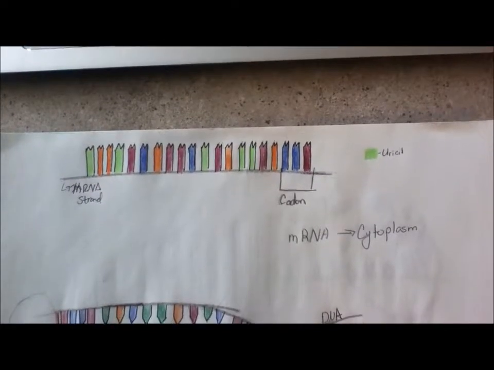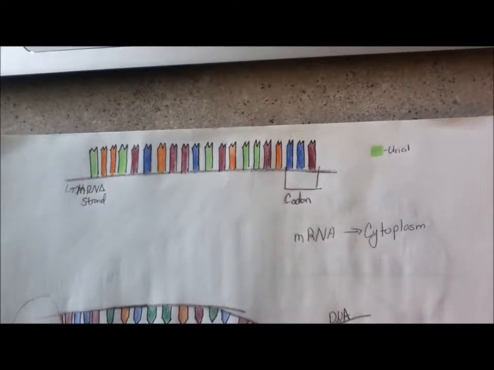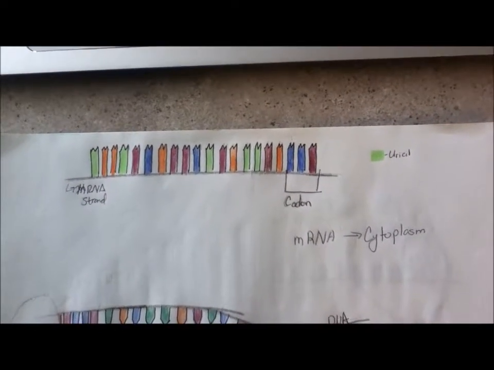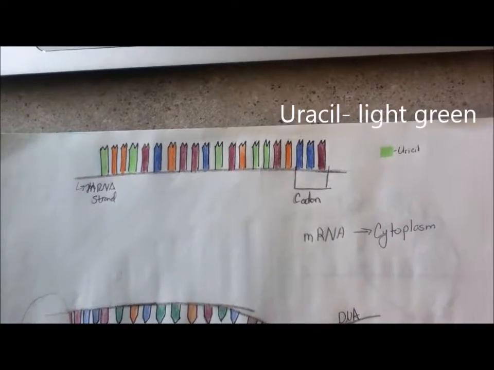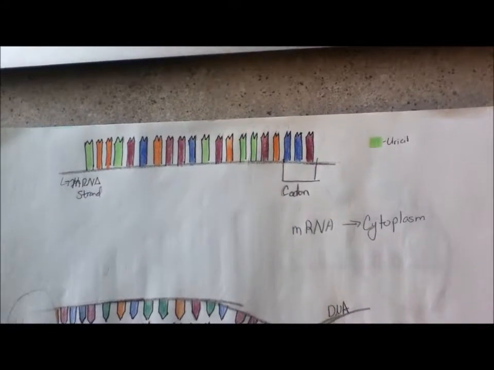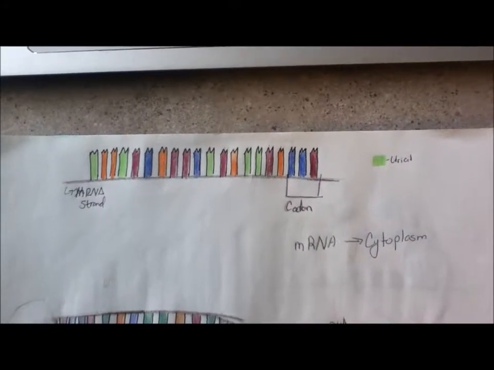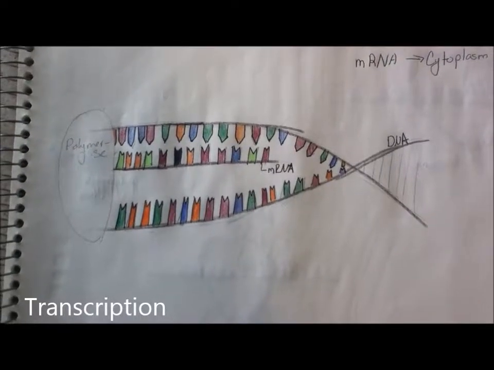mRNA, or messenger ribonucleic acid, holds similar qualities to that of DNA, though it only has one strand compared to two, and replaces thymine with uracil. mRNA transfers information copied from a strand of DNA to continue the process of protein synthesis. Transcription is the formation of mRNA in the nucleoplasm.